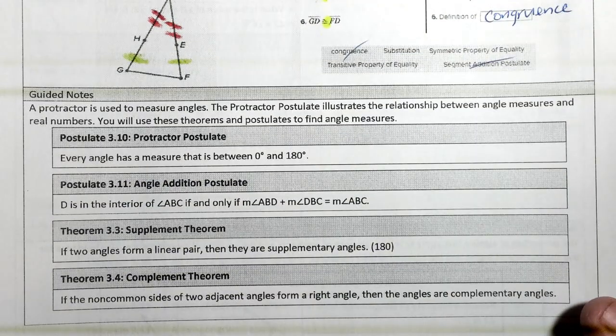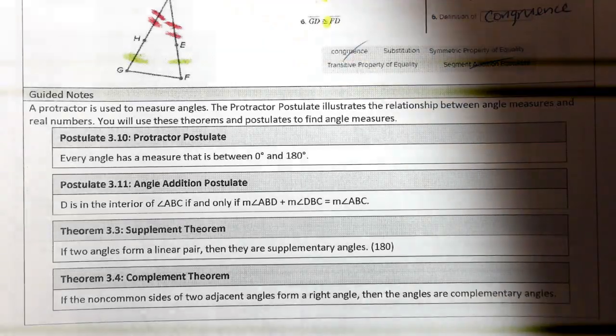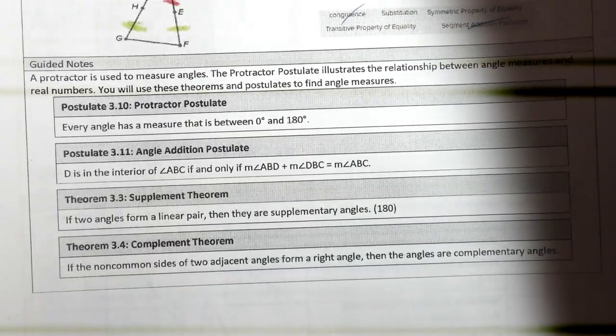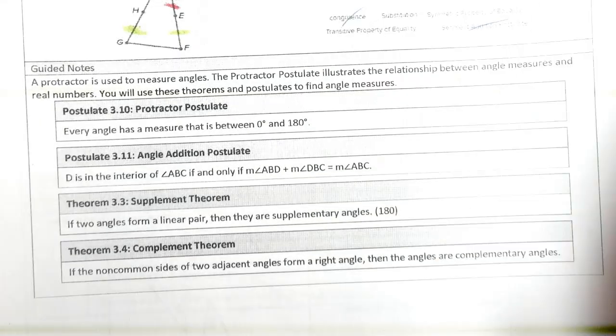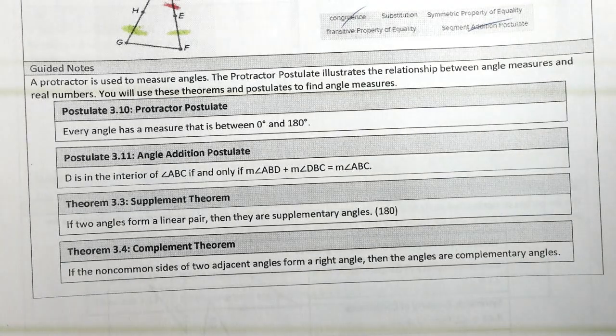Now let's go down here to our guided notes and adjust a little bit. There we go. Sorry. Okay. A protractor is used to measure angles. The protractor postulate illustrates the relationship between angle measures and real numbers. You will use these theorems and postulates to find angle measures. So postulate 3.10, protractor postulate. Every angle has a measure that is between 0 and 180 degrees.